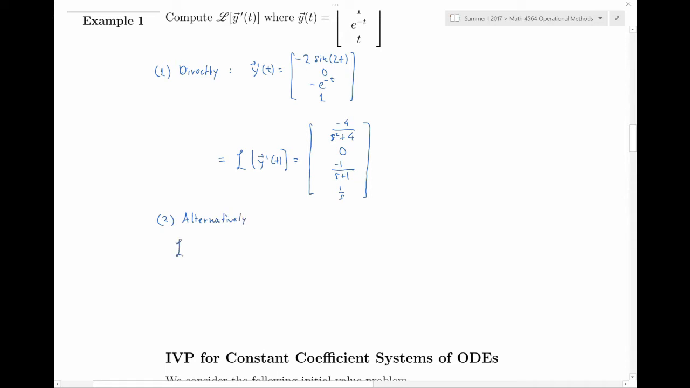If we compute the Laplace transform of y, then it's the Laplace transform of cosine of 2t, which is s over s squared plus 4. The Laplace transform of 1 is 1 over s. And the Laplace transform of e to the minus t is 1 over s plus 1. And the Laplace transform of t is just 1 over s squared.